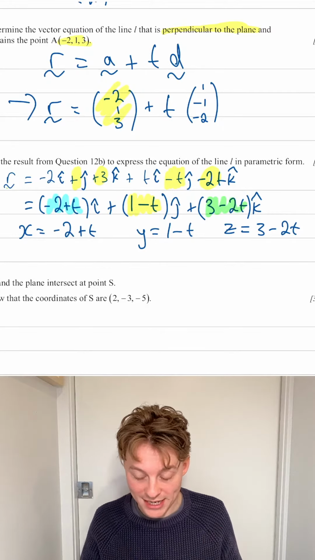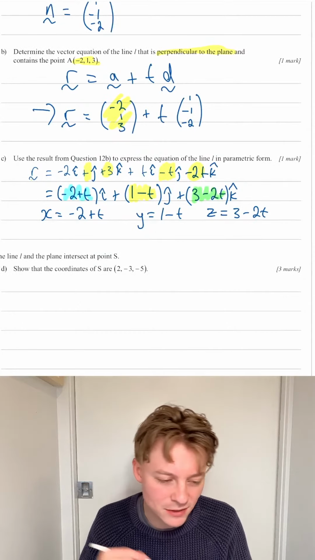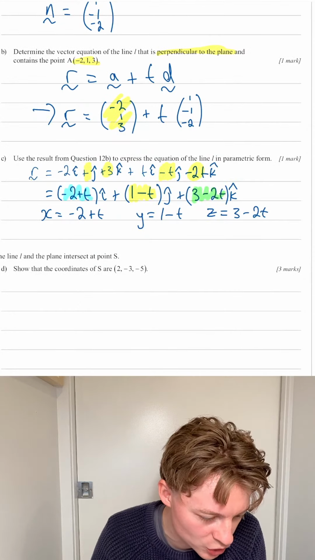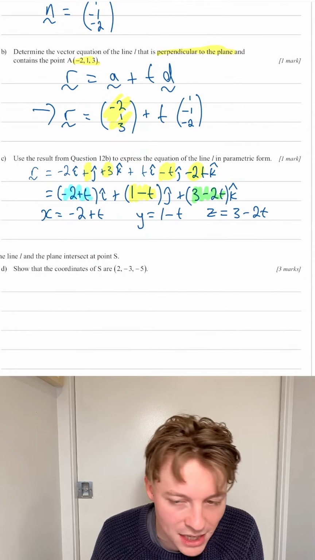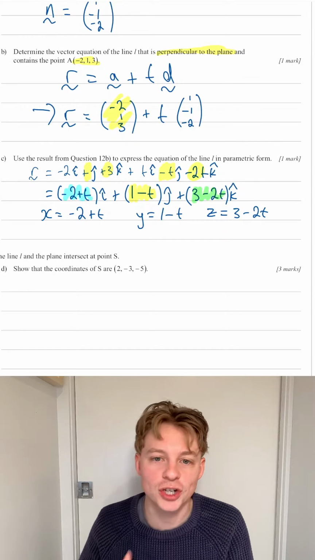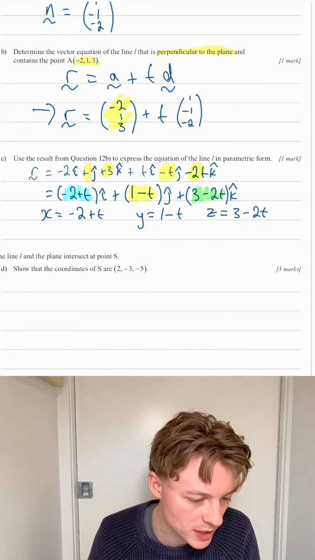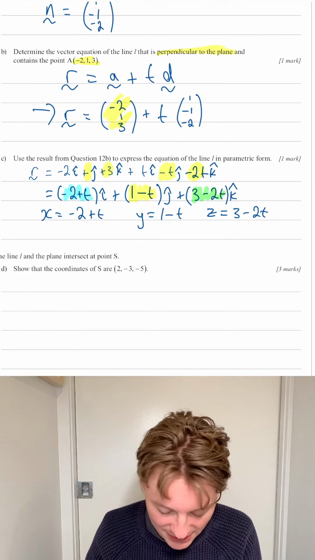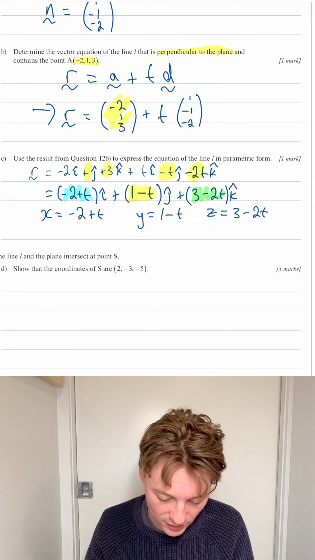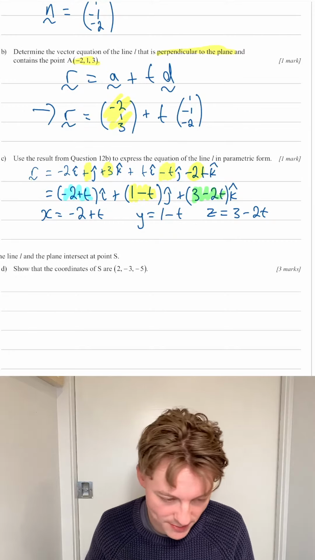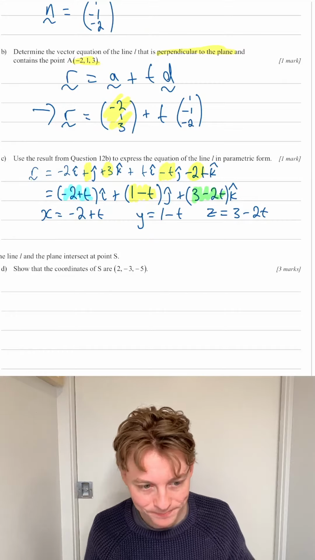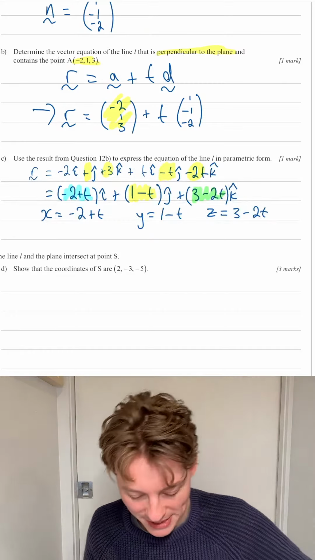And if I do that, I've got my answers. I didn't need to do all the expanding stuff. That's really just me trying to explain and clarify what's going on. You could have just jumped straight to your answer and you would have been fine as well. You could have gone straight down to x equals minus 2 plus t, y equals 1 minus t, and z equals 3 minus 2t. So, let's go down to part D.